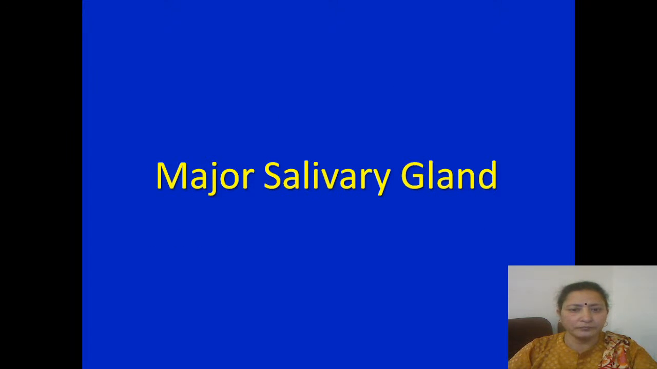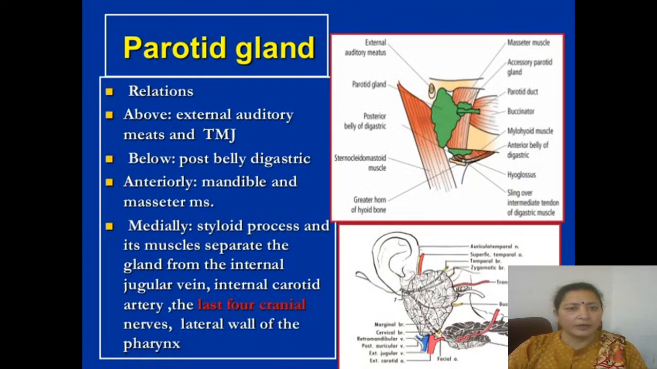Okay. So we all know that there are divisions like major and minor salivary glands. Major, we all know, are the parotid, submandibular gland and sublingual gland, and there are a number of other glands in the name of minor salivary glands, right? So let's just recapitulate our anatomy. We have read it a few years back, and this is the parotid gland.